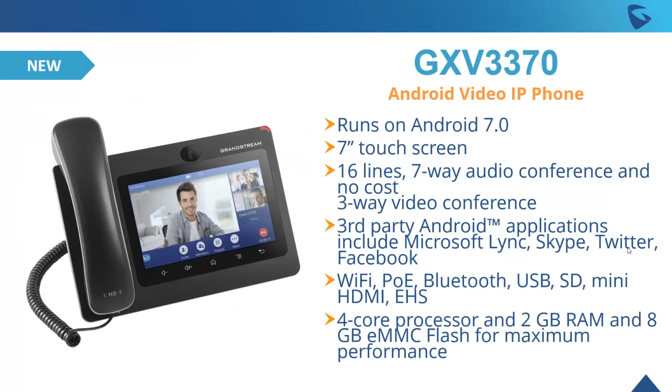The next one here, and this is a little bit more of one of our flagship models that people definitely usually recognize, is our GXV3370 Android IP phone. We really like to call these two devices just multimedia workstations that people can easily meet together with. Runs on Android 7.0 with a 7-inch touchscreen. Has all the way up to 16 lines to encourage true collaboration, being able to work with multiple people, with 7-way audio conferencing at no cost and 3-way video conferencing.